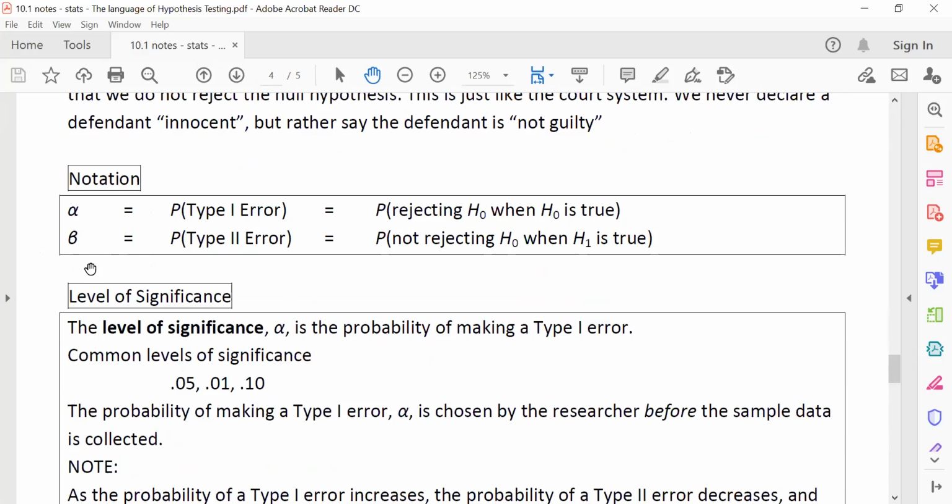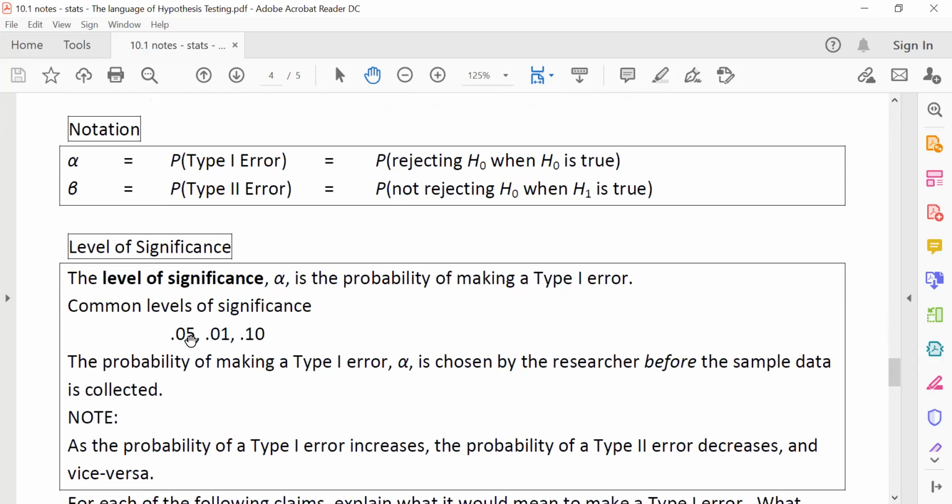Now we use two lowercase Greek symbols, alpha and beta. That's not a B, that's a beta. That's not an A, that's an alpha. We're going to say that alpha is the probability of a type 1 error. Thus, alpha is the probability of rejecting the null hypothesis when the null hypothesis is true. That is something that we get to decide. We get to determine alpha. In fact, we call it the level of significance for the test.